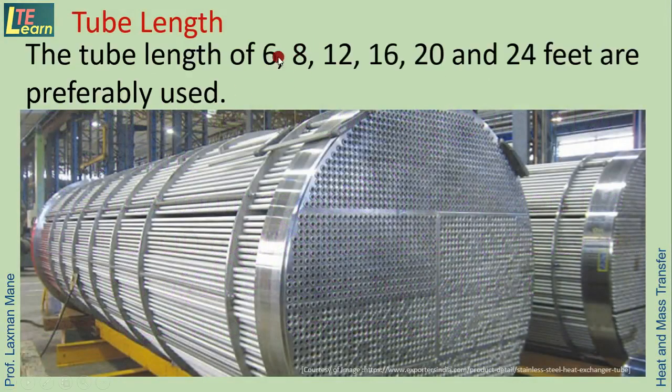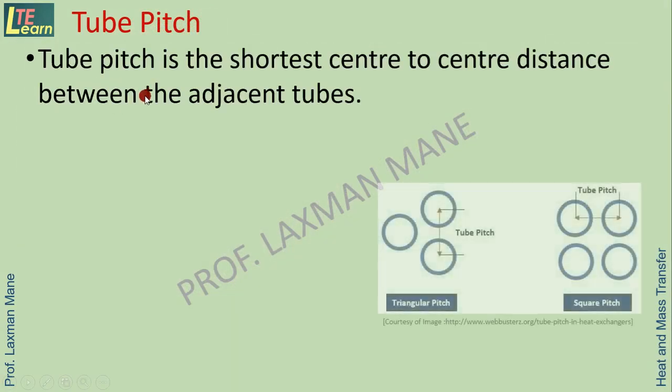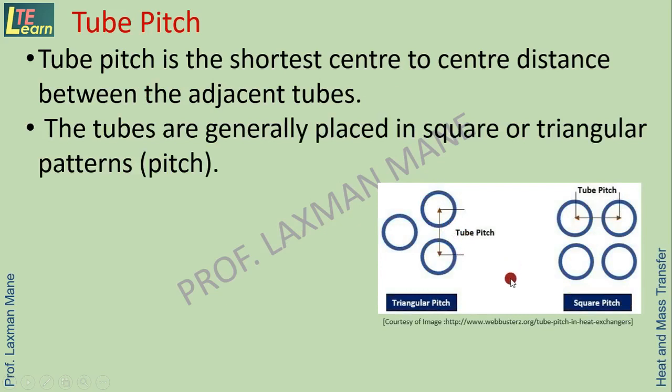Tube length. Tube lengths of 6, 8, 12, 16, 20 and 24 feet are preferred in the design of shell and tube heat exchanger. Tube pitch is the shortest center to center distance between the adjacent tubes. The tubes are generally placed in a square or triangular pattern.